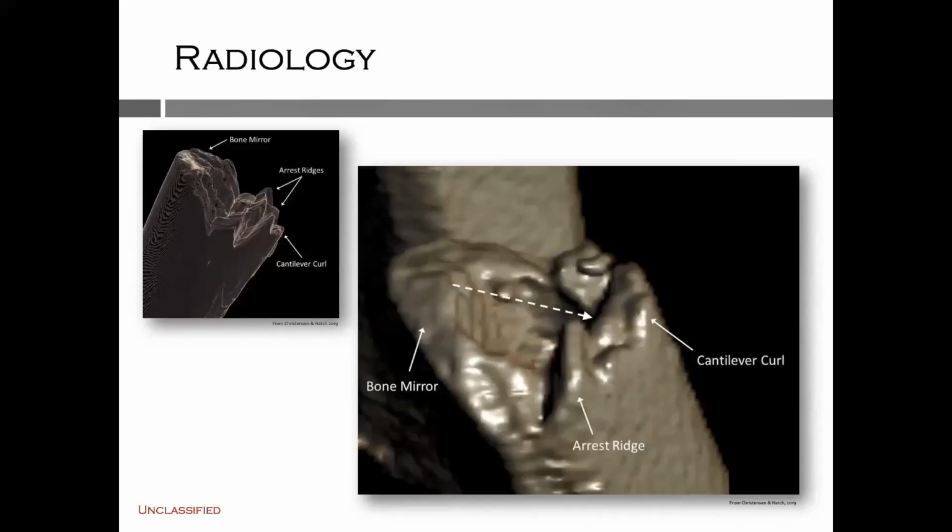But even with traditional medical CT scanners, it's possible to capture features such as arrest ridges and cantilever curl very well. This case shown here involved an individual who was in a motor vehicle accident that resulted in a femur fracture. The orientation of the fracture surface features allowed for a clear interpretation of crack propagation direction, which is shown here with the dashed arrow.